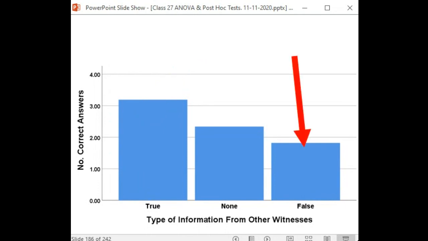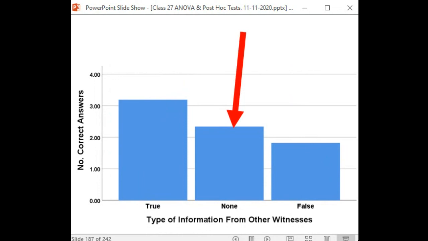The bar on the right shows the mean number of correct answers given by students who were given false information before they answered questions. Now, as you can see, students in this group gave the lowest number of correct answers, a little less than 2 on average. The bar in the middle shows the mean number of correct answers given by students who were not given any information at all before they answered the questions. And as you can see, the number of correct answers for this group fell between the other 2 groups, with an average of more than 2.